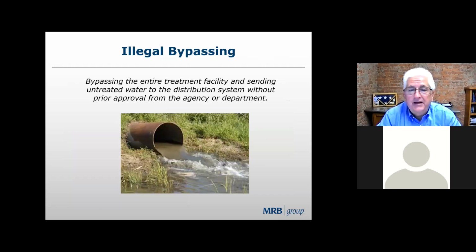Second one is bypassing the entire facility and sending untreated water to the distribution system without prior approval from the agency or department, or on the wastewater side, discharging untreated wastewater to the receiving stream.